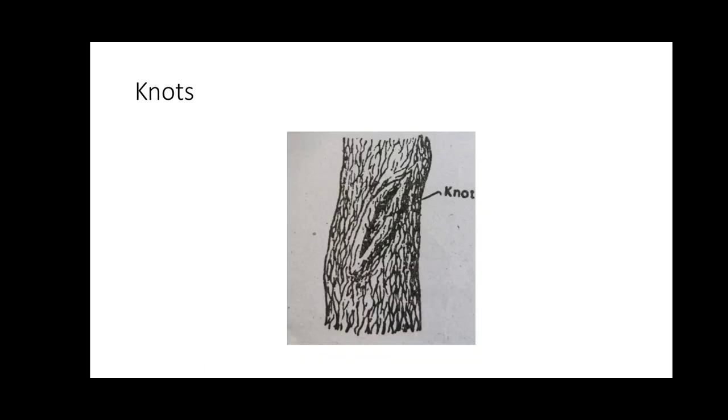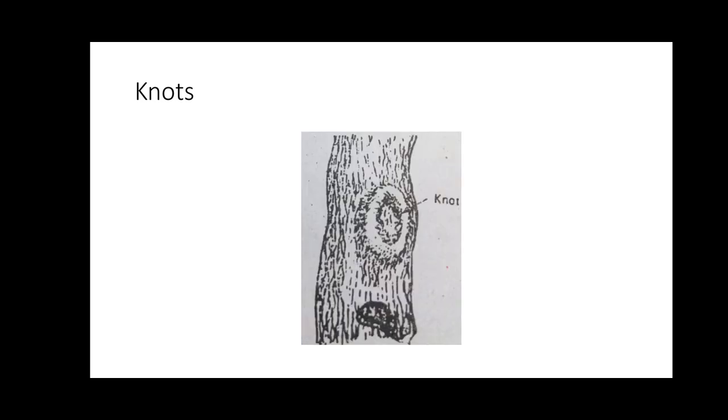Knots. A knot is either a root or a branch that is embedded in the stem, with formation of annual rings at right angles to those in the stem, or the tissue set in elliptical or concentric circles. These knots are of two types, dead and live. A dead knot is also called a loose knot, and a live knot is called a sound knot.